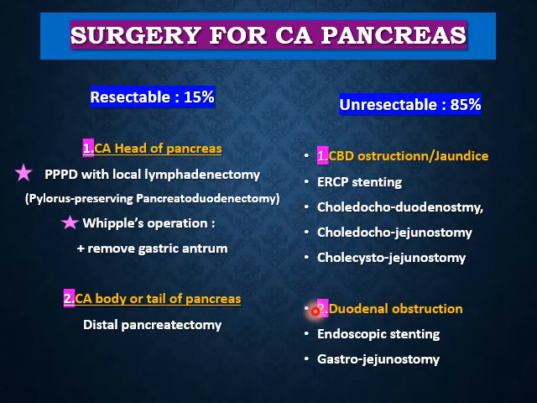The second group of patients, a rarer condition, is when the patient comes with duodenal obstruction by invasion of the tumor into the second part of the duodenum. And this can be relieved with endoscopic stenting of the duodenum or doing a bypass gastrojejunostomy, whereby the duodenal obstruction is bypassed with the gastrojejunostomy.